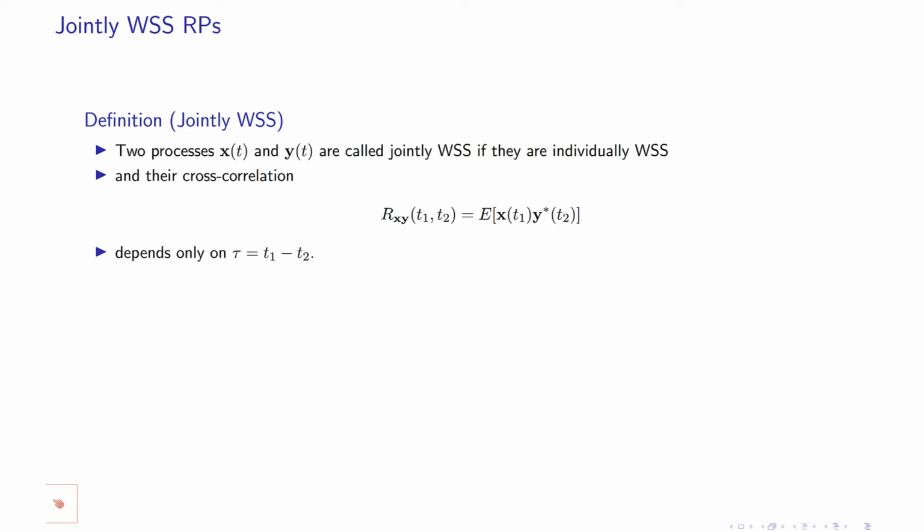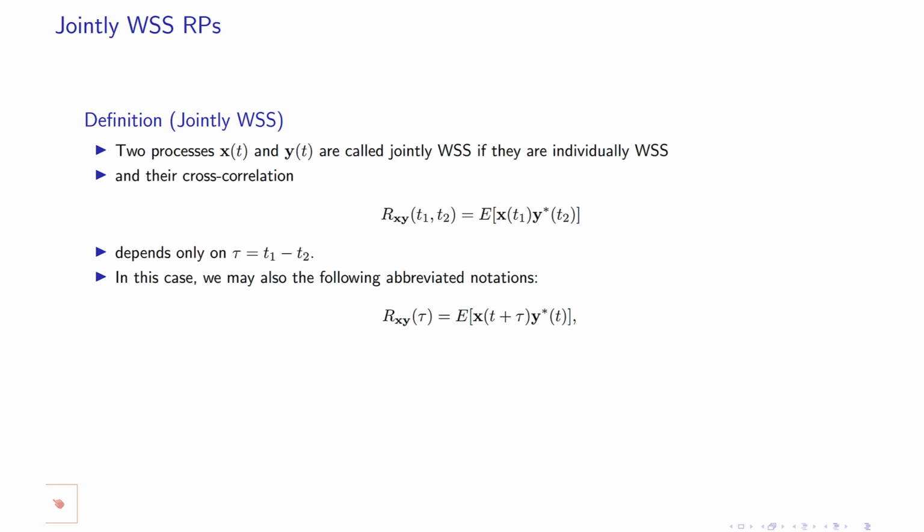So only if this depends on the time difference do we say that. In other words, the mean of each of them individually is constant, not changing in time. The autocovariance of each of them is only a function of the time difference. And the cross correlation is also only a function of the time difference.